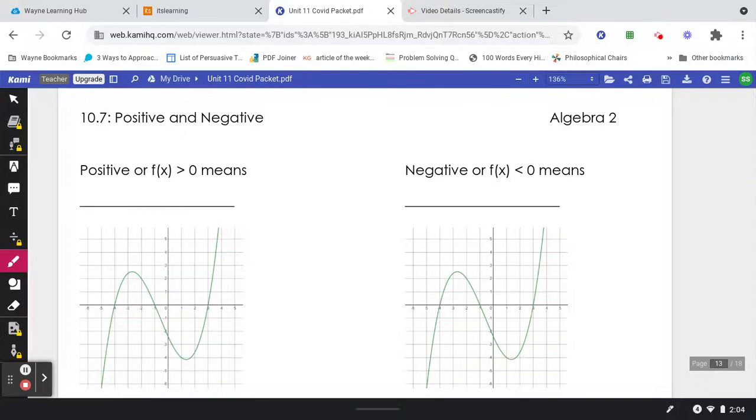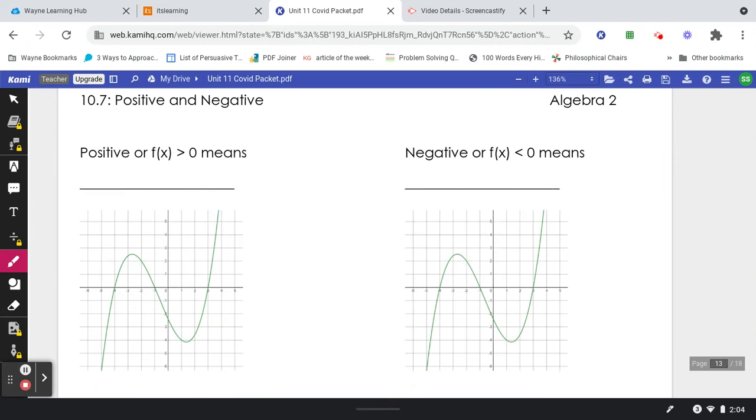These are the 10.7 notes for Algebra 2. Our topic today is positive and negative on a graph. So positive, or another way of saying it, is f of x is greater than 0. So those two both mean positive, just a different way of writing it.